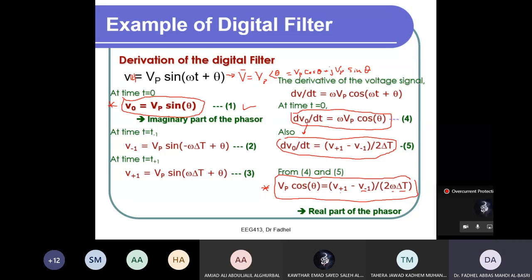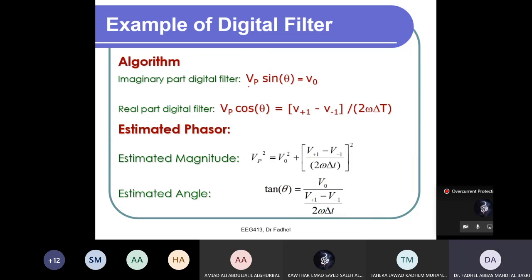So we call this the real part, the real filter. The imaginary part, which is VC, is the imaginary filter. Okay, so two filters will estimate the phasor of this. Now this is the real filter, VB sine theta, which is V naught, and VB cosine theta is the imaginary part. All right, so from these two filters, I want to estimate V and B.